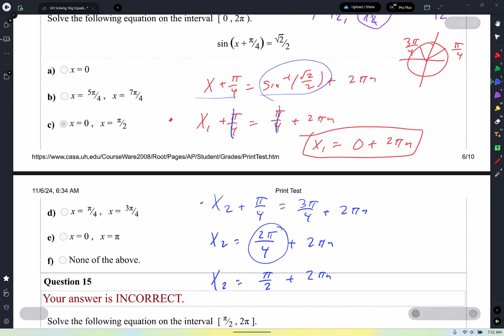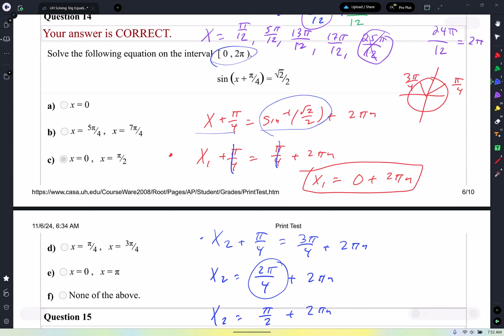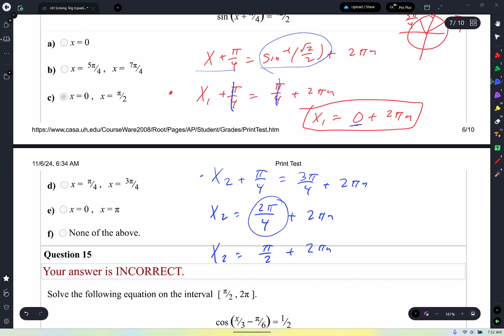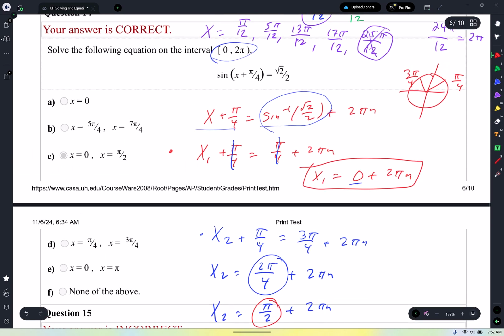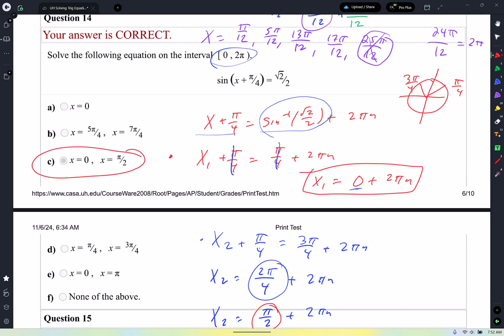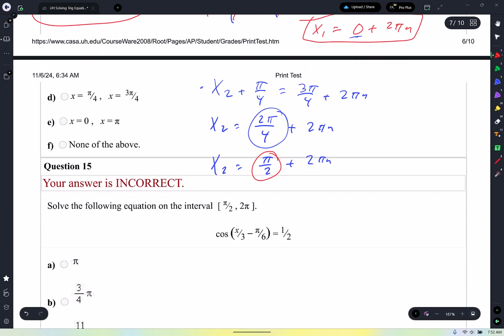And there it is. I want all my answers between 0 and 2 pi, so you're not going to add 2 pi. My first answer is 0, and my second answer is pi over 2. So 0 and pi over 2. Oh, this person got it right. All right, let's keep going, guys.